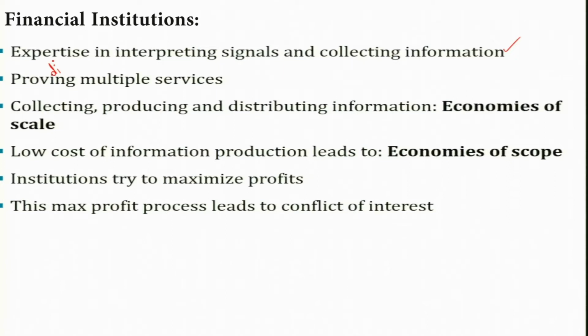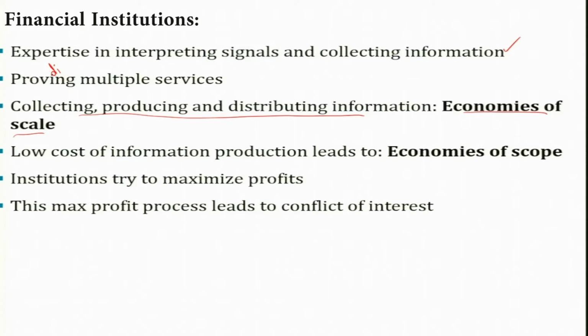Because they collect, produce and distribute information, they often enjoy economies of scale, that is, the volume of their activity provides an incentive for them to engage further in different types of financial activities. The low cost of information production often leads to economies of scope as well. We will discuss both these concepts in detail.